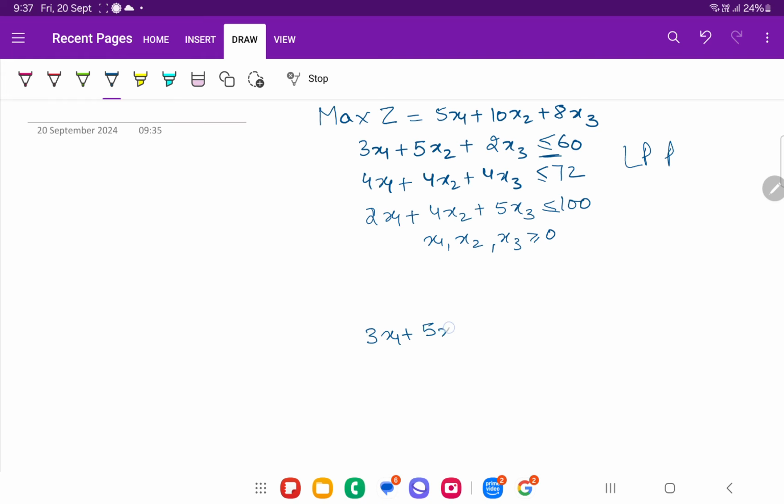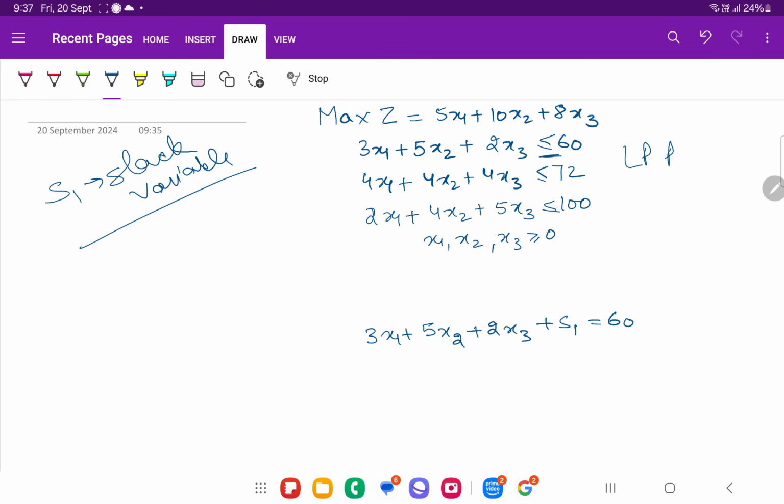3x1 plus 5x2 plus 2x3 plus s1 is equal to 60. So what does s1 stand for? This stands for the slack variable. I have added the slack variable on the left hand side so that it becomes equal to the right hand side. This is a kind of dummy variable which we are adding into the constraints. Dummy variables are added to solve the problem, but with respect to the objectives of the organization, the profits, the sales, the cost, they don't have any contribution towards the objective function.